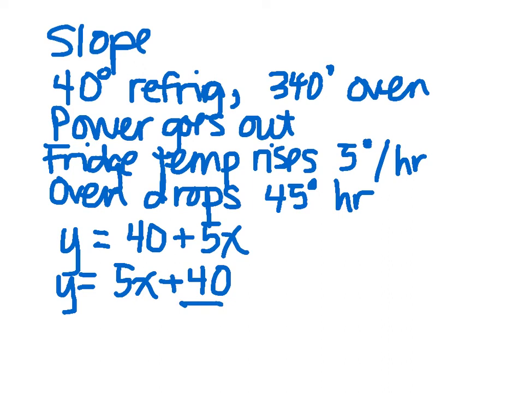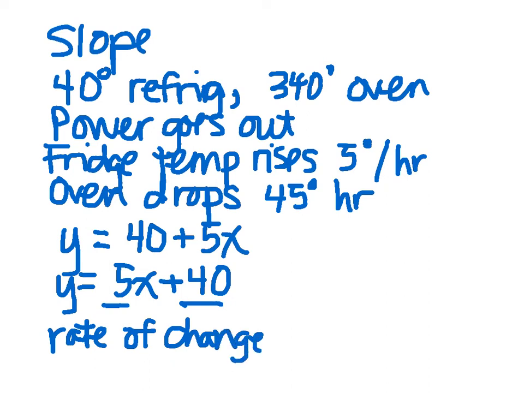This would be considered the starting point, or the point on the y-axis at 0, and 5 per hour is the rate of change. The rate of change also tells us how steep the line of the graph is.